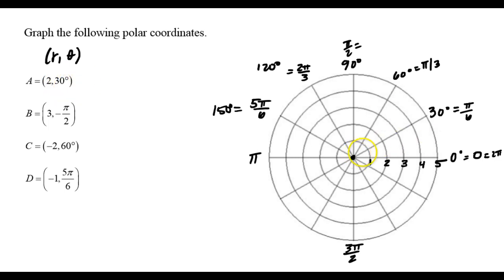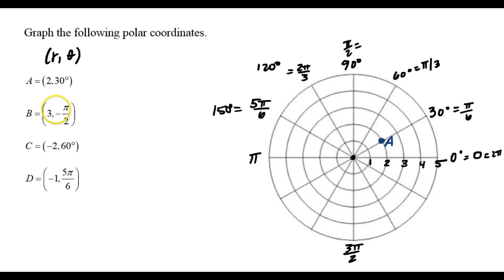So I know that I'm going to be along this ray here, 30 degrees, and my directed distance r is 2. So the directed distance concept means that I'm going to walk out along the angle 30 degrees, 2 units. So I'm going to be on this ray and I'm going to go out 2 units, do it in a different color, and mark that point. So that coordinate point there is A.